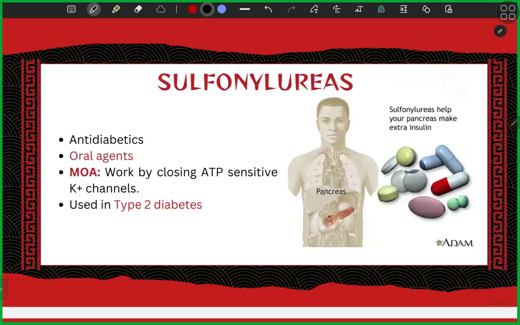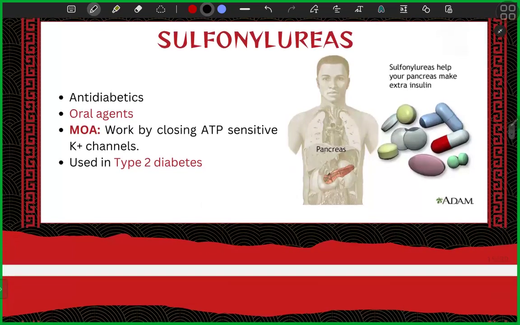It's used in type 2 diabetes, because in type 1 diabetes, I don't know if you guys took this yet, it is basically an autoimmune condition, and in this, the cells of the pancreas are destroyed. So the medicine cannot really do anything there. You can't really do anything there because the cells are destroyed anyways, right?